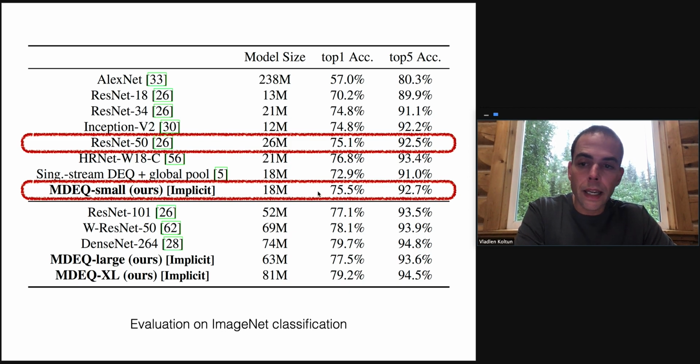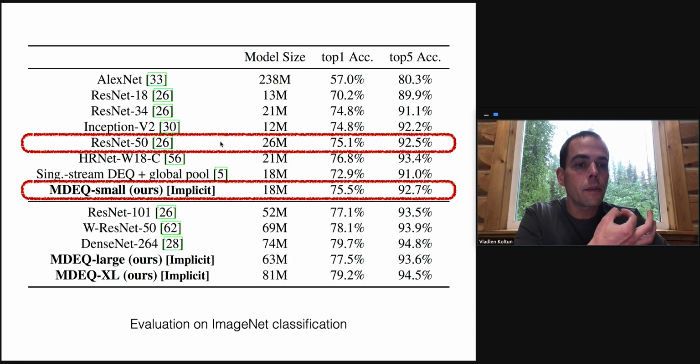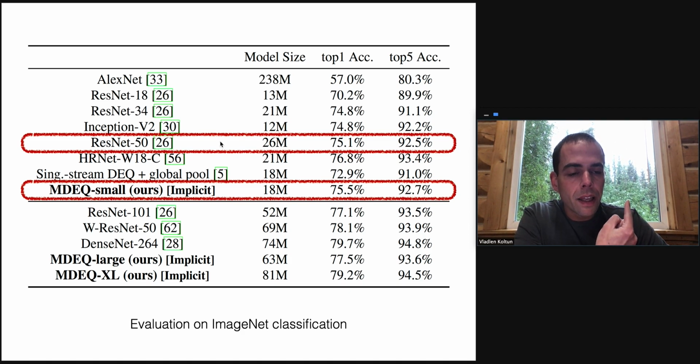But in terms of accuracy, it outperforms ResNet 50. Now, that alone is absolutely remarkable because ResNet 50 is a strong model. It is an amazing model. And we are now showing that we can get ResNet 50 level accuracy on ImageNet with a single layer, with a radically different model that really only uses a single layer with an analytical equilibrium condition. A radically different approach to deep learning in this domain.